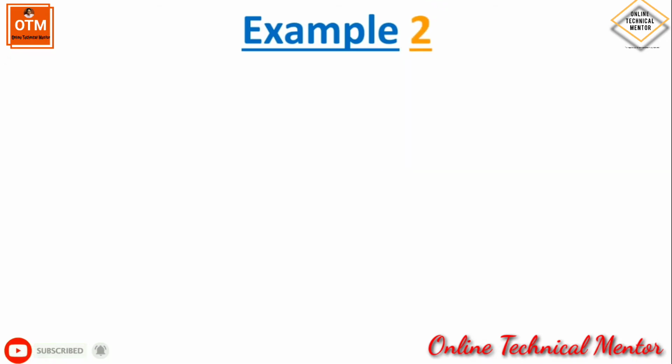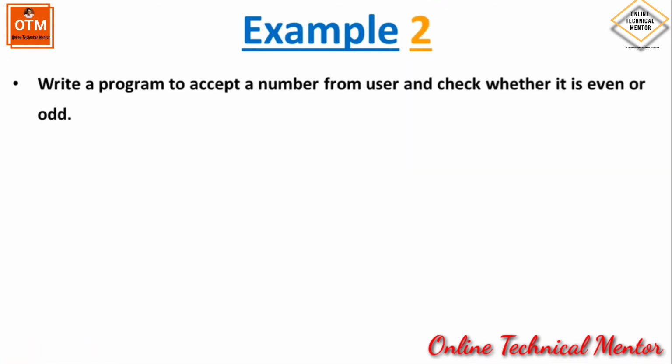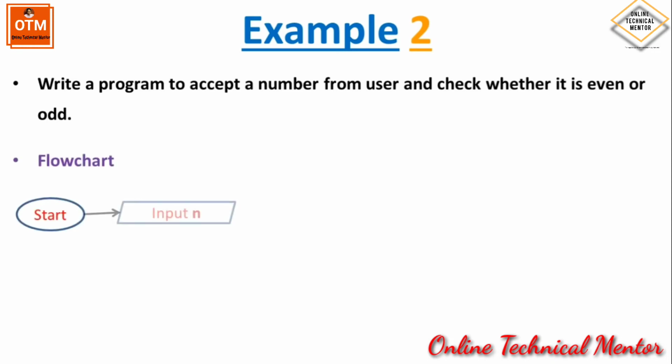Let me show you another example. Write a program to accept a number from user and check whether it is even or odd. Let's draw the flowchart first. Start the program. Take an integer value from user and it will be stored within n variable. Next, check whether this number is even or odd.